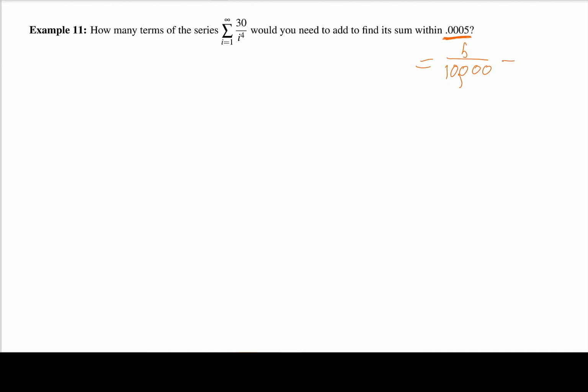So 5 over 10,000, which is the same thing as 1 over 2,000. Okay. So that means that I want s minus s sub n to be less than or equal to 1 over 2,000, which is the same thing as saying I want r sub n to be less than or equal to 1 over 2,000.